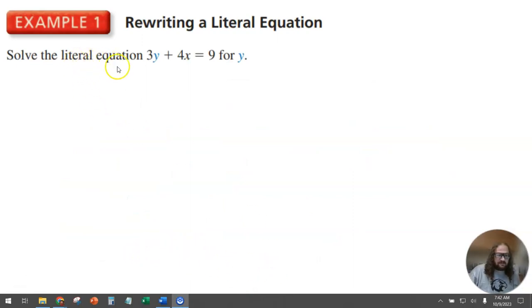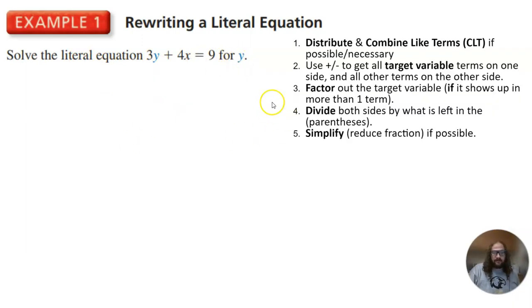All right, here's our first example. We're going to solve the literal equation 3y + 4x = 9. We're going to solve it for y. Remember our main steps, we're going to mostly be using steps 2, 3, and 4.